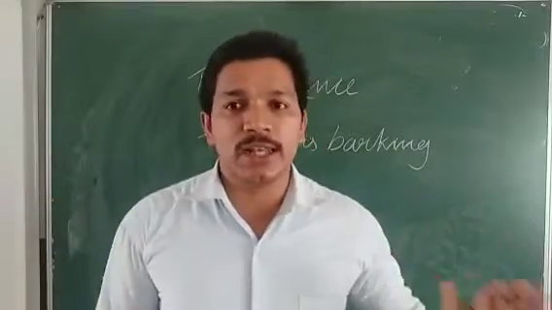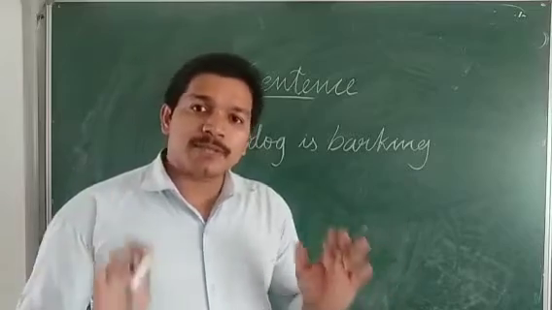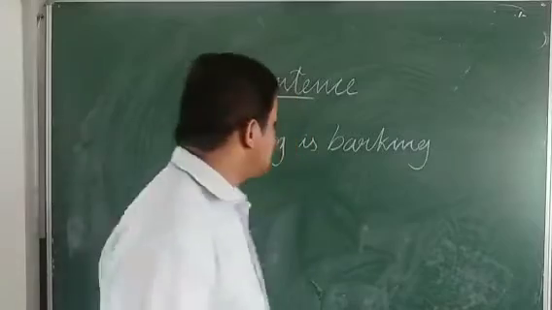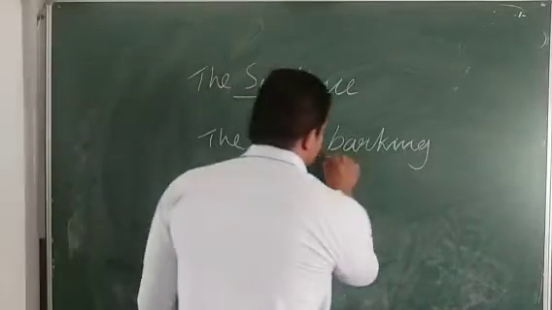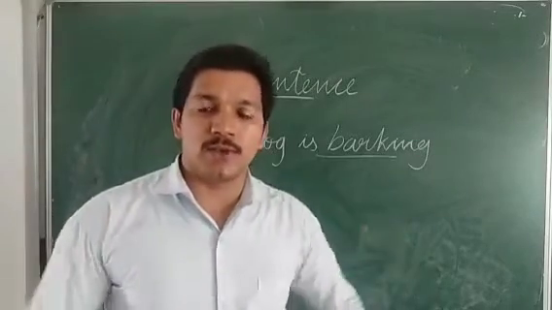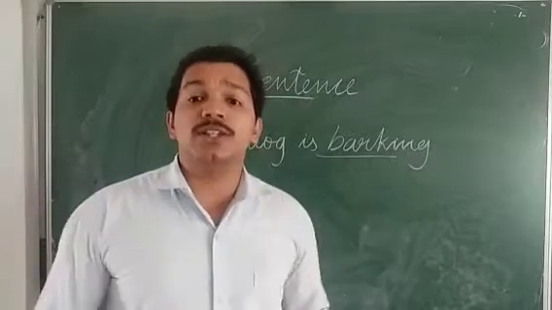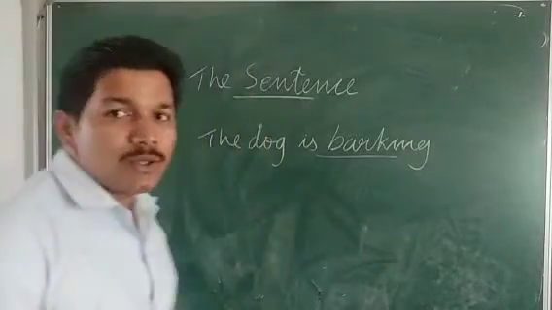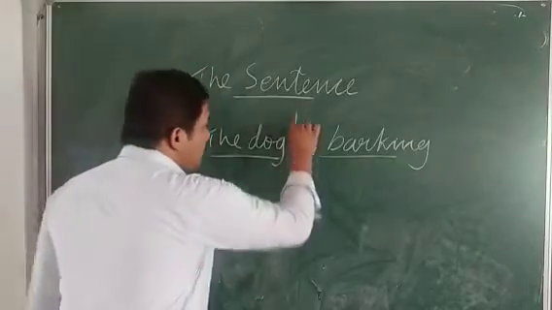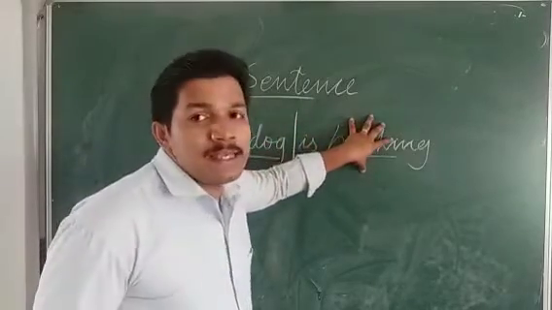In a sentence we studied that there is a verb, and the verb represents an action. So there is an action in this sentence: the dog is barking. Barking is the verb here, he is making some noise. So we have to ask the question, who is barking? The answer that we get is the dog. So we can divide this sentence into two parts: the dog and is barking.